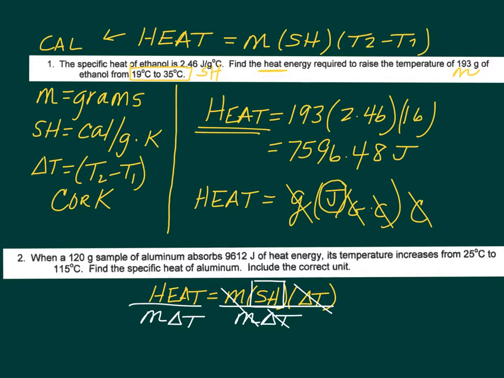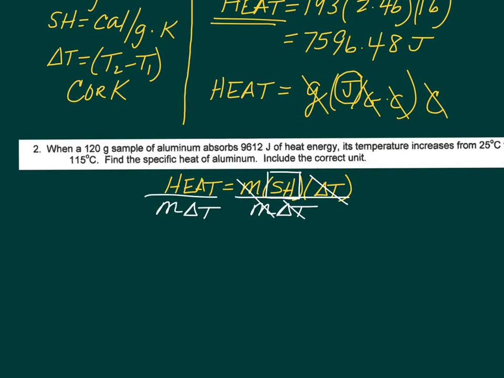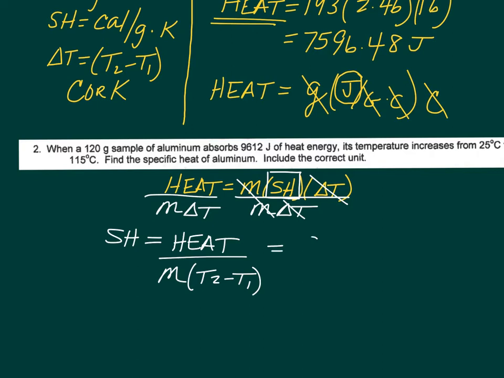So let's rewrite the formula. We have specific heat equals heat divided by m delta T, and delta T is T2 minus T1. So that's going to equal, they told us the heat was 9612 joules. Our mass is 120 grams. And our change in temperature went from 115 to 25, which is 90 degrees Celsius.